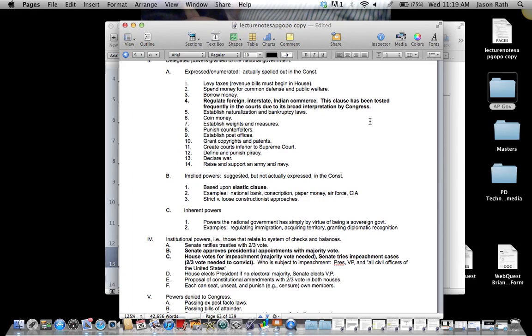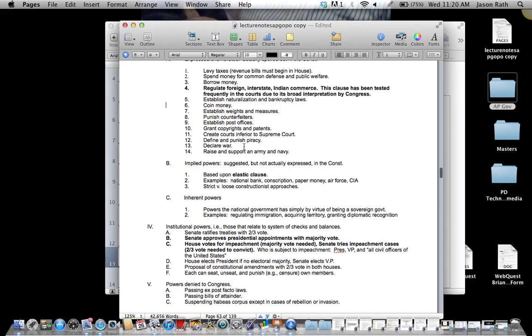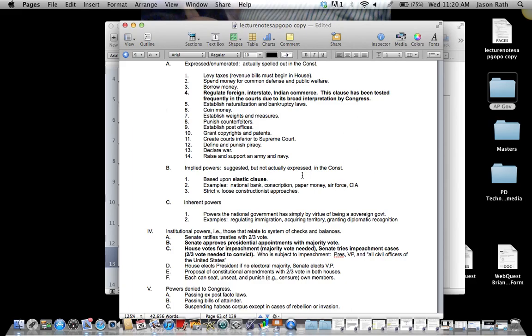Establish bankruptcy laws, coin money, establish all these other little things here. Create courts inferior to the Supreme Court. Define and punish piracy, which is kind of what we're dealing with now when it goes to the internet. Declare war. Remember how we get around that. Raise and support an Army and Navy. So these are the actual powers spelled out in the Constitution.